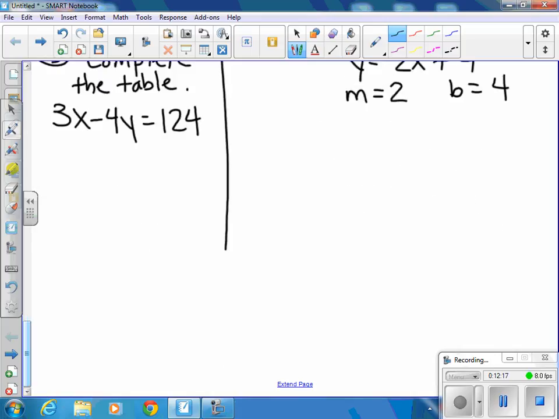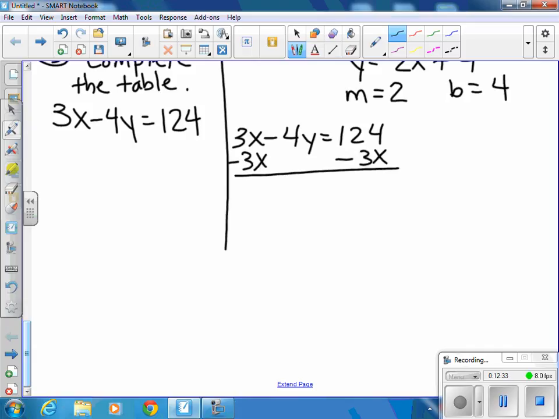Okay. The very first thing we want to do is to put it in intercept form first. All right, so we're going to take 3x minus 4y equals 124, and we're going to subtract 3x because we want the y to be there by itself. So now we've got negative 4y equals negative 3x plus 124. Okay, divide everybody by negative 4 so we can see what's going to simplify.